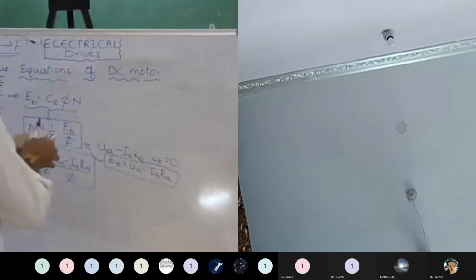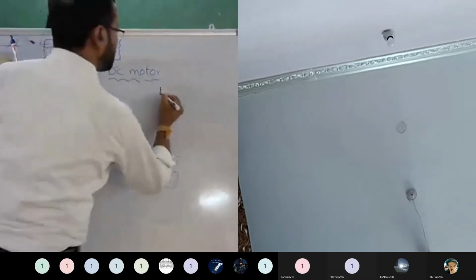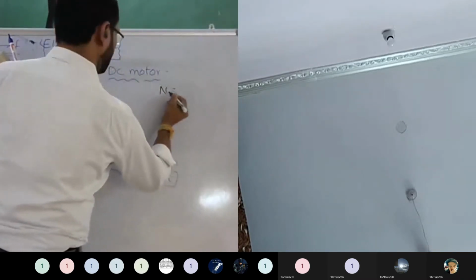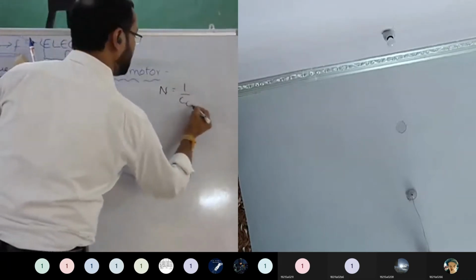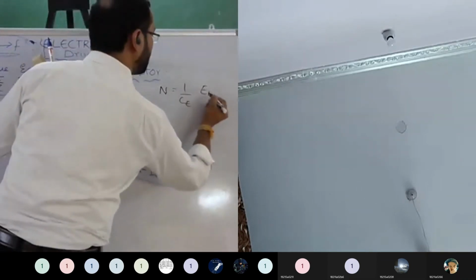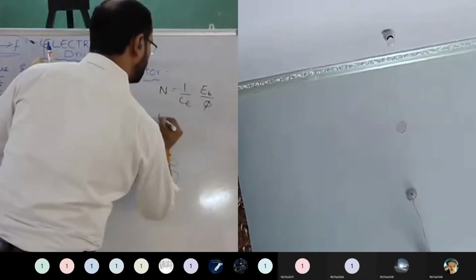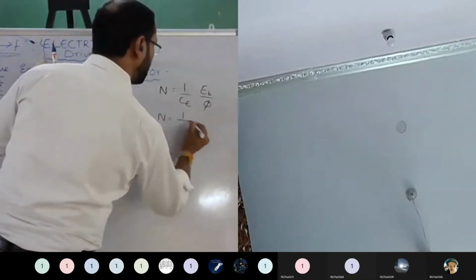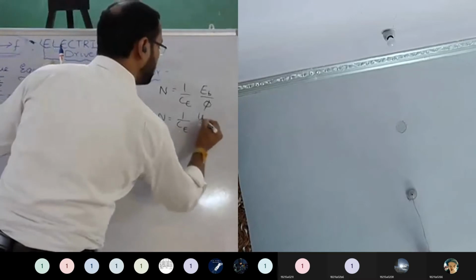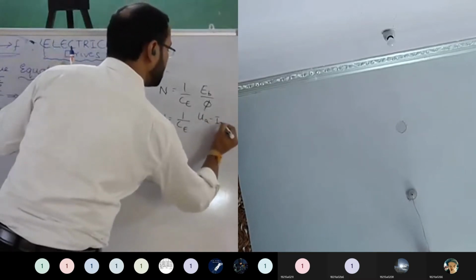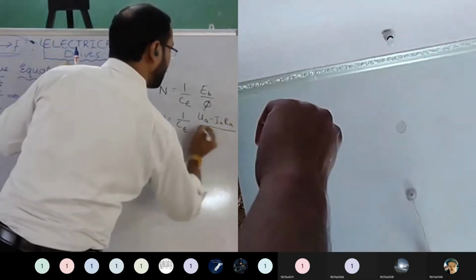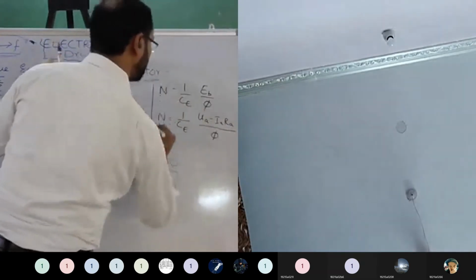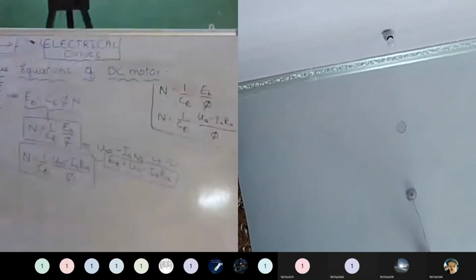In black color, I will write what are the speed equations we got. N is equal to 1 by CE, EB by phi, or N is equal to 1 by CE, (UA minus IA into RA) by phi. This is the speed equation. Clear? Any doubts?